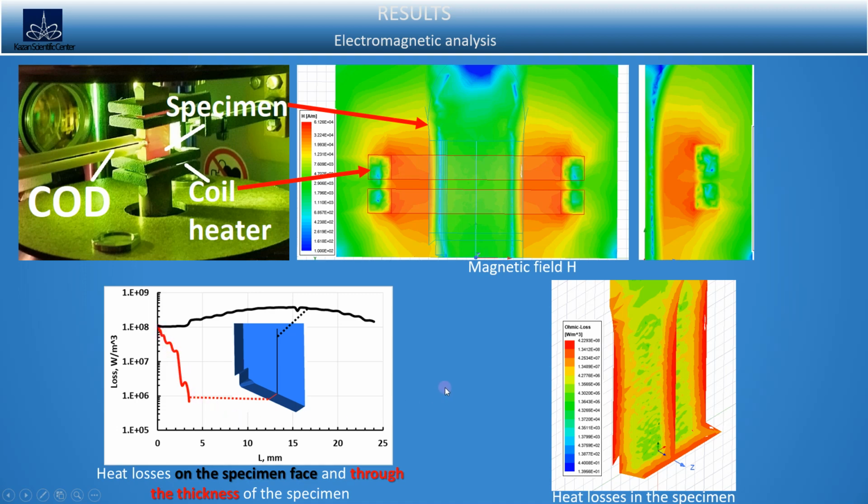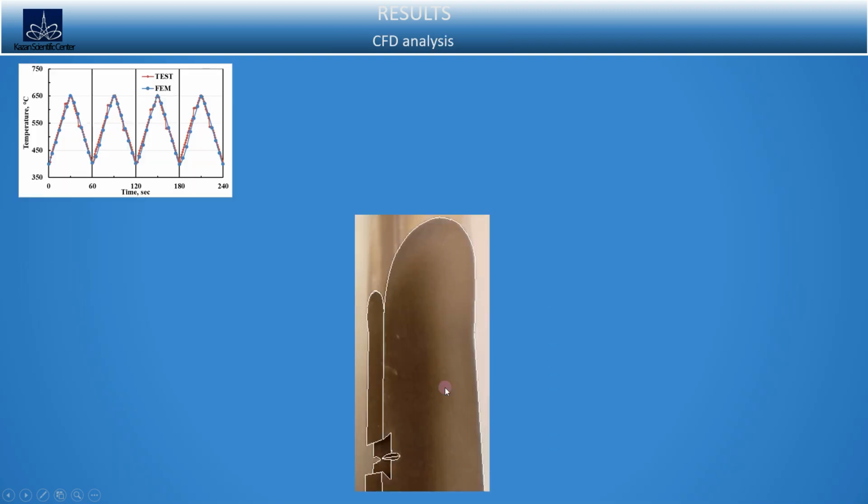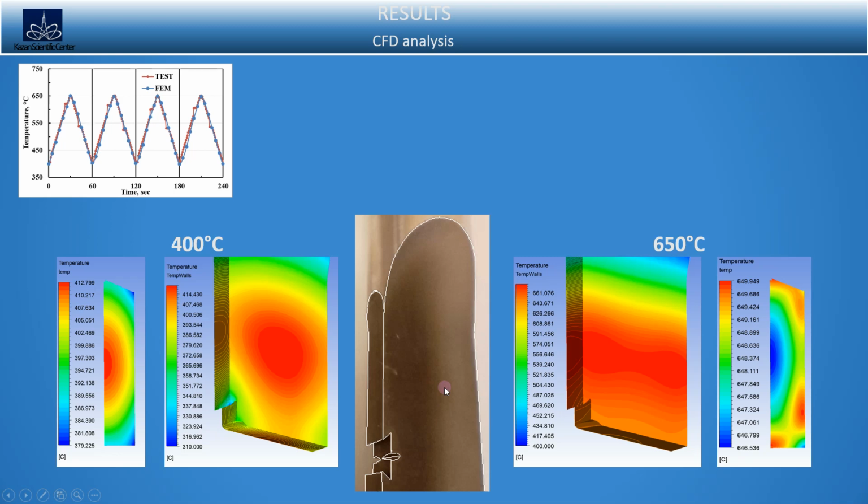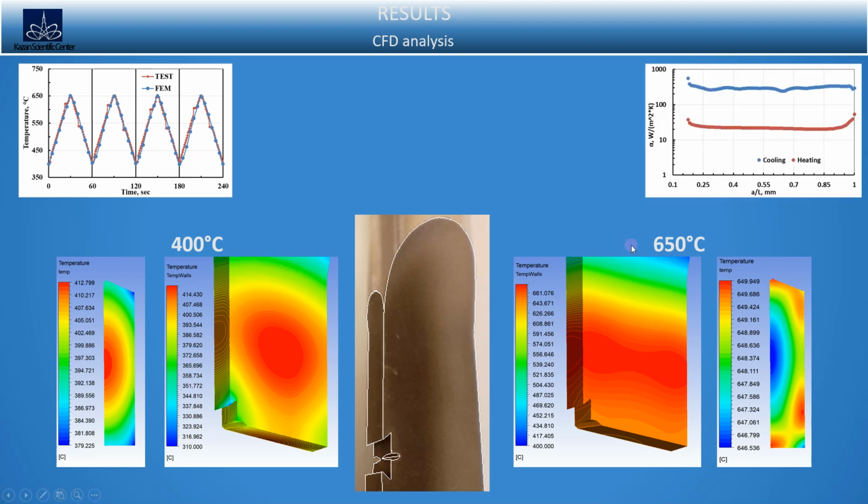The calculation results in Fluent are shown for the temperature distribution and the most important characteristics of the heat transfer process. The heat transfer coefficient reached values of 20 Watt per square meter Kelvin during induction heating and 240 during convective cooling.